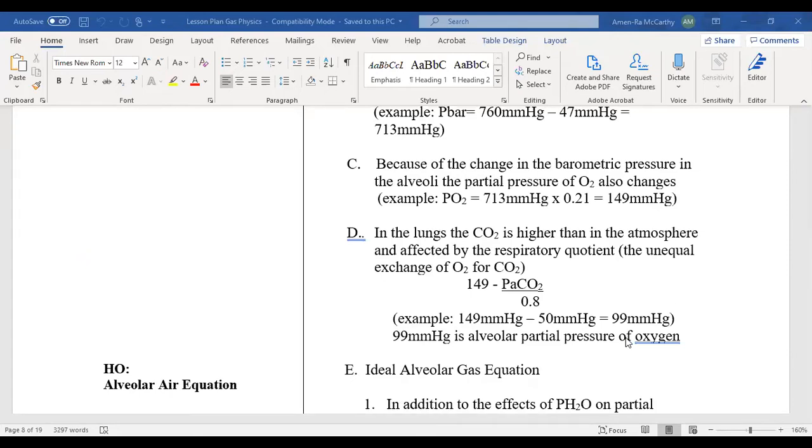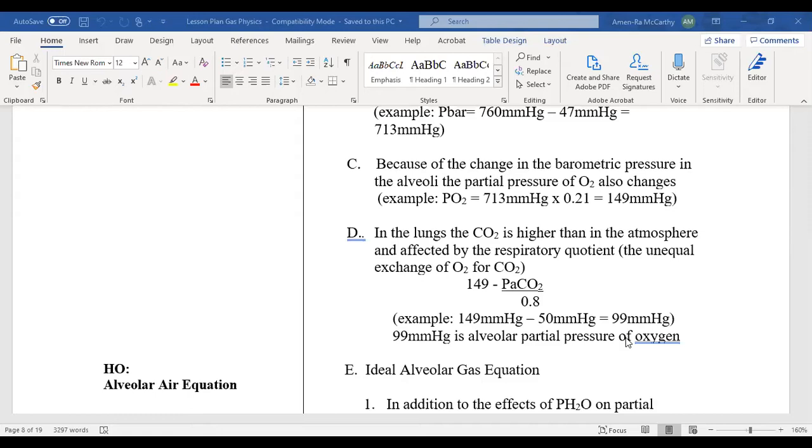That is if everything is normal, right? All normal values, room air, normal CO2, normal RQ, normal PB, right? That is how we get 99 millimeters of mercury. All right. So it's just what you've already been doing, guys. But what it's doing is showing you why we do what we do.